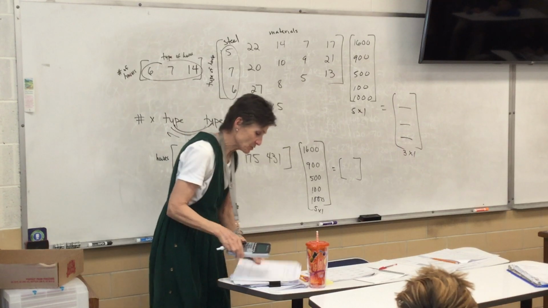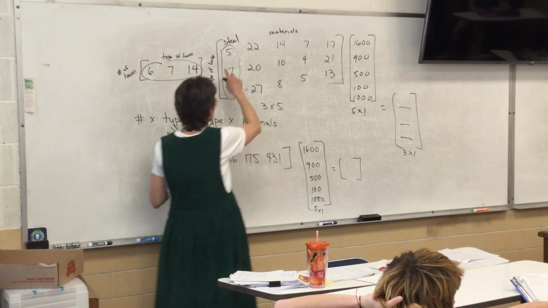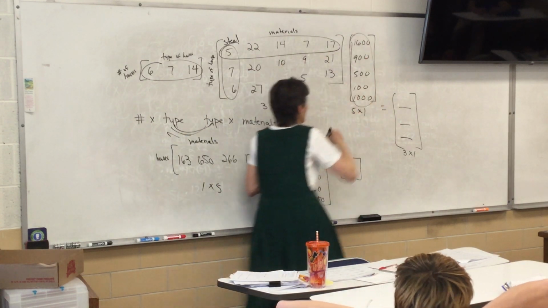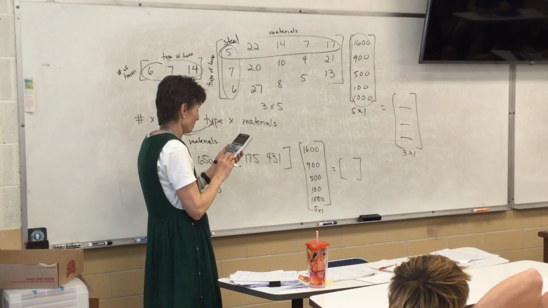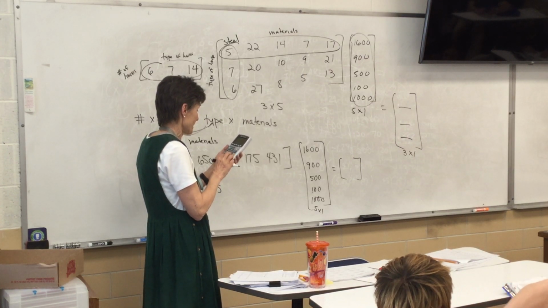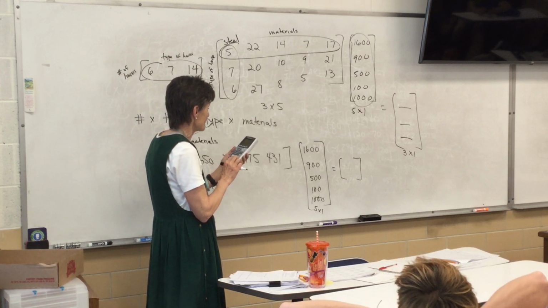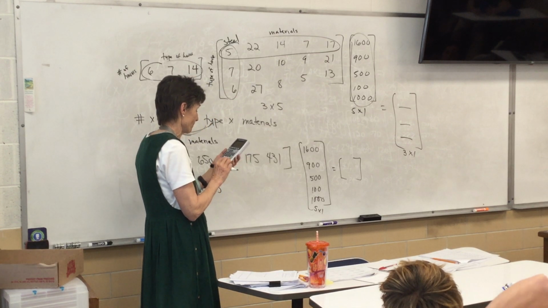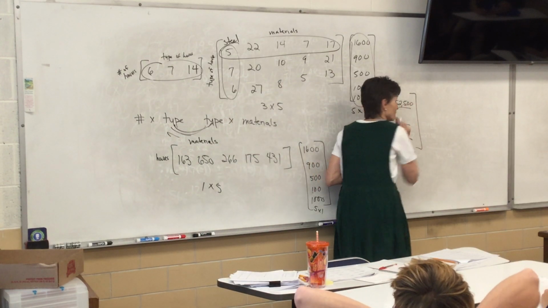All right, so I know you're gonna multiply, but let's go ahead, let's do at least one of those. So I'm multiplying this row times this column, and that will be my ranches. So 5 times 1,600 plus 22 times 900, 14 times 500, 7 times 100, and 17 times 1,000. I got 52.5. Anybody else get that for that first one?